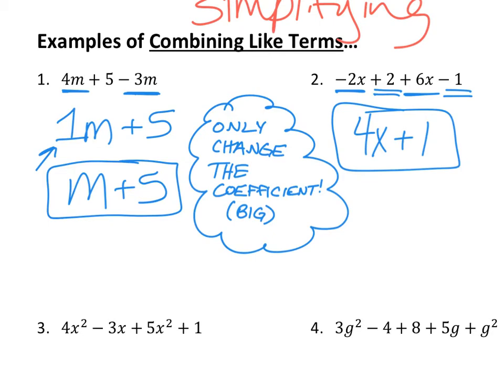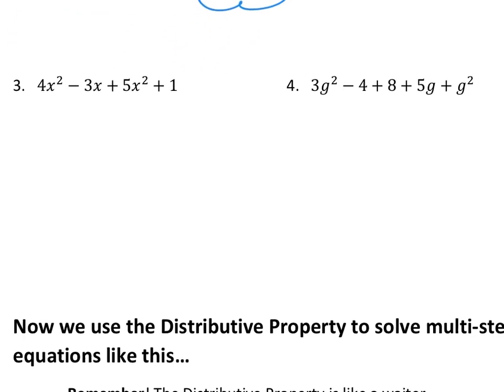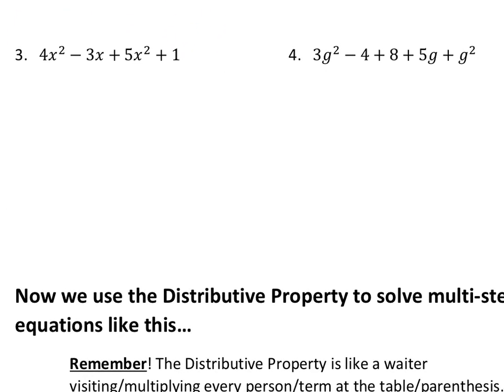Okay, I'm actually going to skip down to number 4. So make sure you're looking at number 4 for this next one. This is a complicated expression here. It says 3g squared minus 4 plus 8 plus 5g plus g squared. Wow, I had to take a breath in the middle of that. There's so many things happening. So let's start making it simpler by combining our like terms.